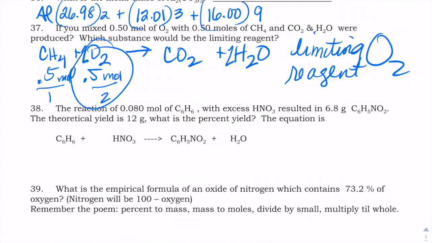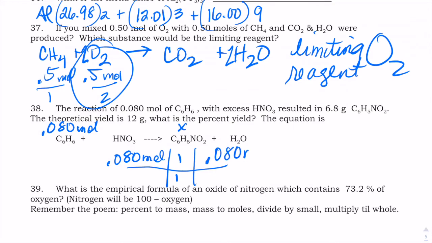So we're going to start with 0.080 moles of benzene, and we want to know how much theoretically we should get of this compound, which is a nitrite of some kind. So we would take 0.080 moles and we would solve for C6H5NO2. It's a 1-to-1 ratio, so it's going to be 0.080 moles. We need to change that to grams.